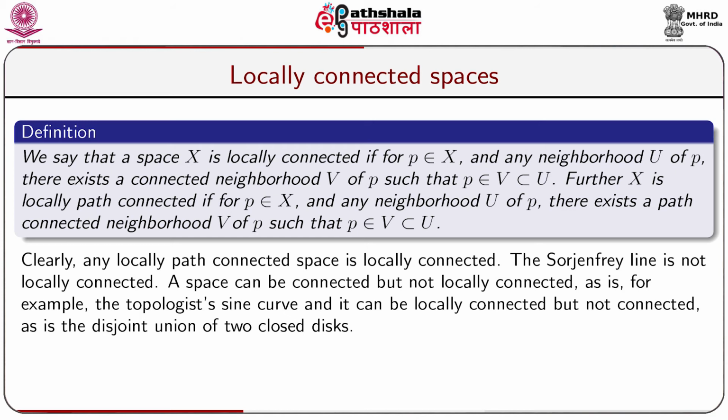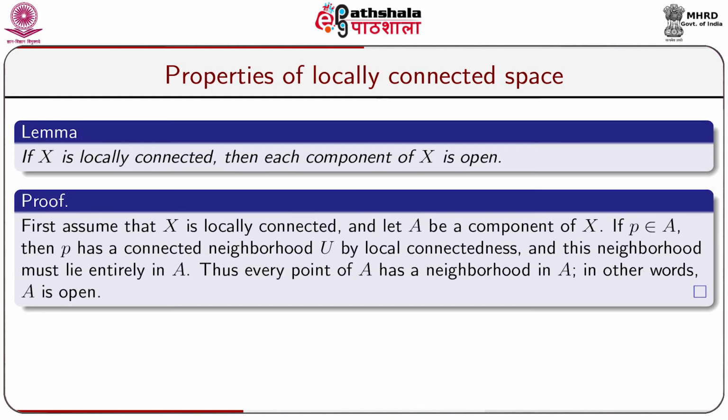In fact, if we take an open neighborhood of the point (0,0), then that will be disconnected. So at the point (0,0), that means at the origin, we can't find any connected neighborhood. Now the following lemma says that if X is locally connected, then each component of X is open. Recall that we have already proved that every component is closed.